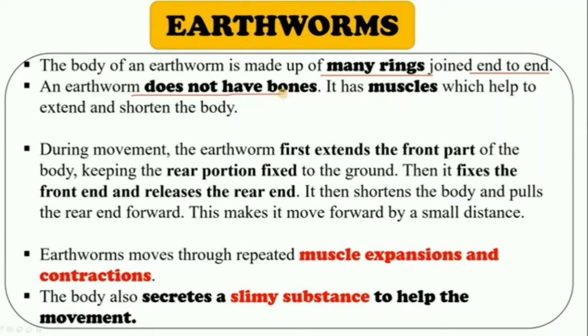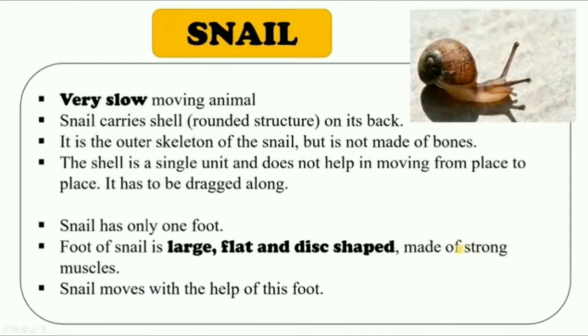Earthworms move through repeated muscle expansion and contraction. The body also secretes a slimy substance to help the movement. Next one, movement in snails. It's a very slow moving animal.